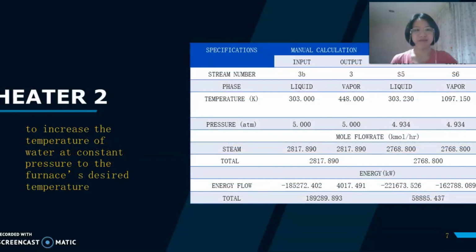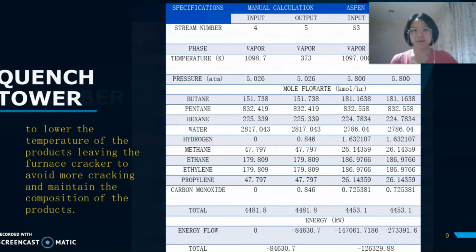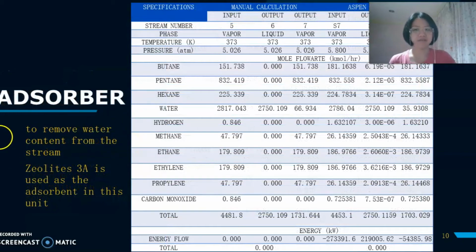The first unit that I'm responsible for is the adsorber. The adsorber is used to remove the water from the stream, and zeolite 3A is used as an adsorbent in this unit. So this is the comparison. This is the manual calculation from Excel, and this is the information from Aspen. The temperature, pressure, as well as the material balance are similar and okay. The energy balance is also okay. Although three of them are 0, it's because there is no energy change involved, so we just consider 0, and it is acceptable because in Aspen the total energy flow is also 0.